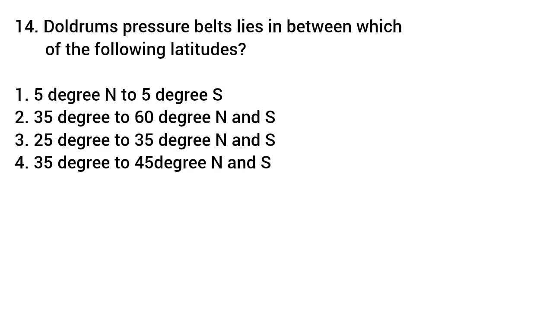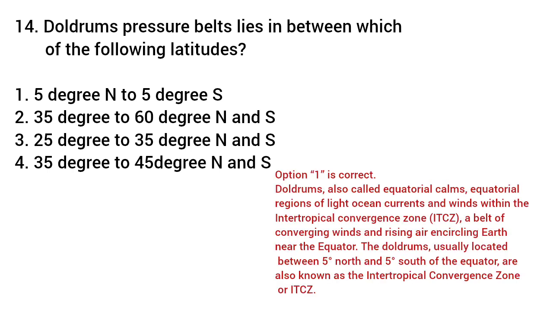Doldrums pressure belts lies in between which of the following latitudes? Answer. Option 1 is correct. Doldrums, also called equatorial calms, are equatorial regions of light ocean currents and winds within the intertropical convergence zone, a belt of converging winds and rising air encircling Earth near the equator. The doldrums, usually located between 5 degrees north and 5 degrees south of the equator, are also known as the Intertropical Convergence Zone or ITCZ.